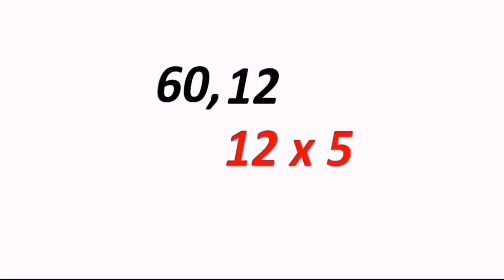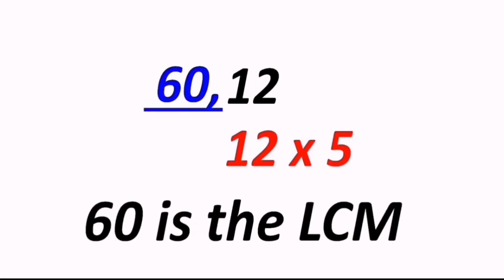Yes, 12. Do we have that 60, the bigger number, in the 12th table? Yes, of course we have. 12 into 5, we get the answer 60. And if you come across with this situation, then the bigger number becomes the LCM of both of them. Okay, so keep it in mind. If that condition is satisfied, that the smaller number's table has the bigger number, then the bigger number becomes LCM and the smaller number becomes the GCD or HCF.